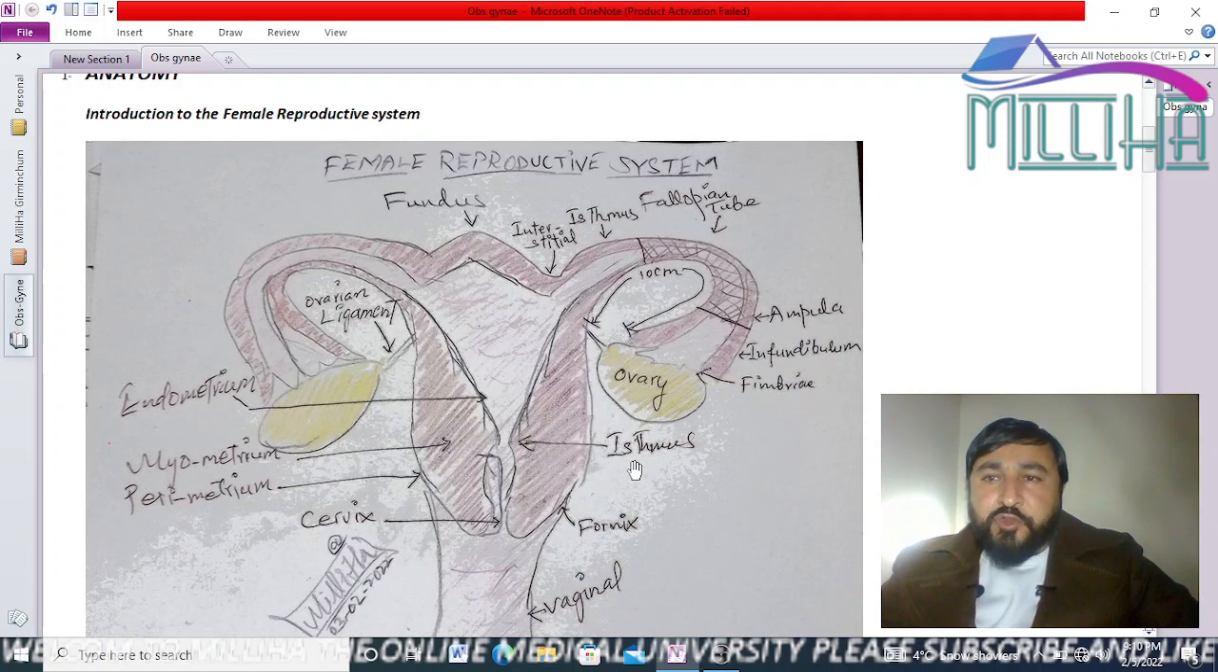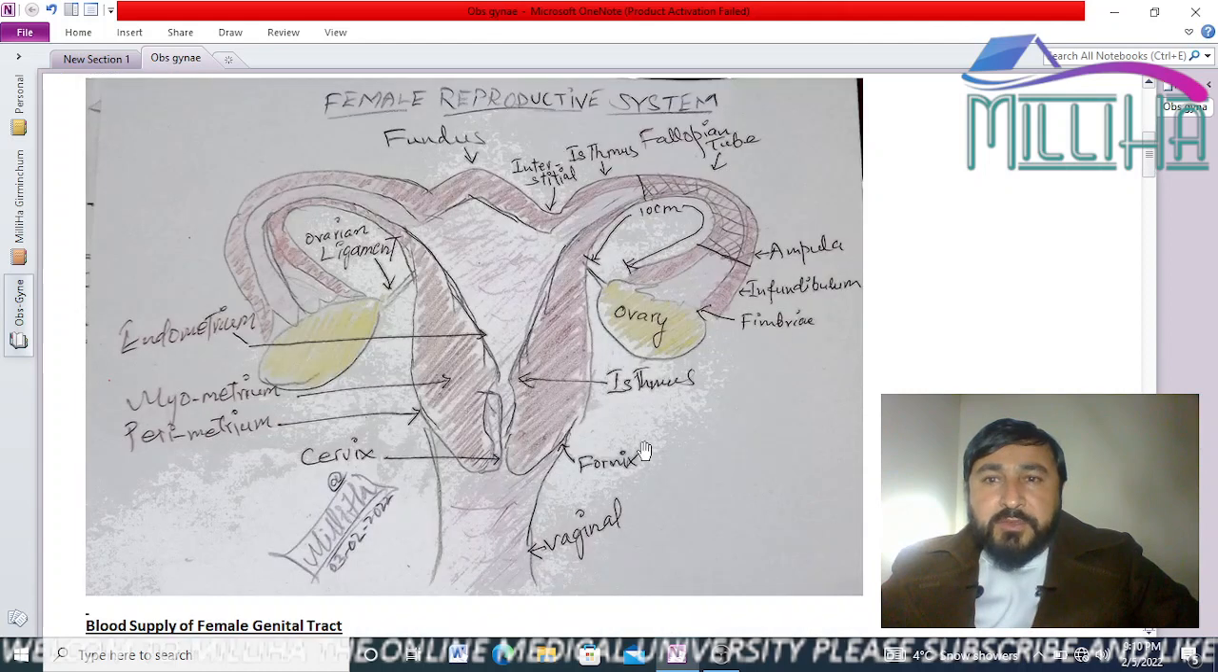I have drawn a diagram for you. Here, introduction to the female reproductive system. You can also take a screenshot if you want. So here, this is the fundus, the base of the uterus. This is the uterus. This is the fallopian tube, and I am drawing like with my hand here. I hope that you can see this. And this is the ovary, two ovaries on both sides.